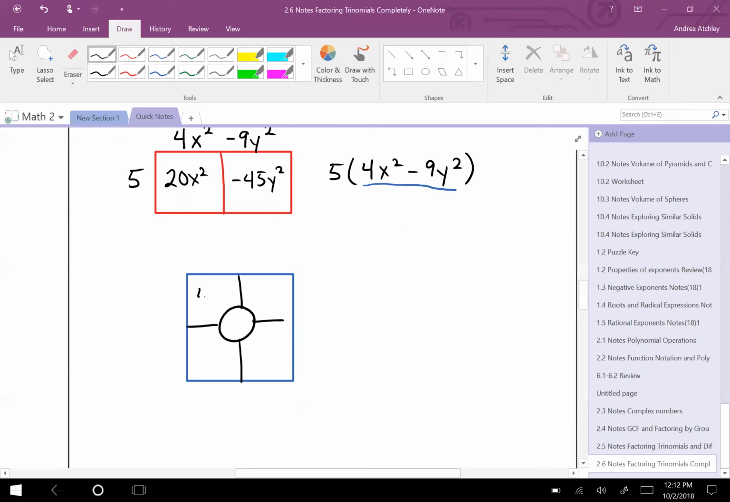I have the 4x squared. I'm missing a term. I only have 2 terms. So what goes in the circle? 0, x and y. And then here comes the 9y squared. Because these 2 boxes here should cancel out to that 0, if we can factor.